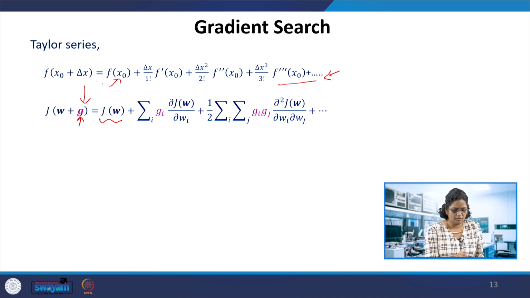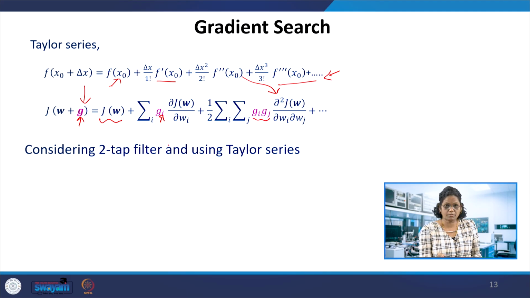So in the expansion of f, which is J of W, the del x over here is G. The f dash corresponds to dou J by dou W i, and the double dash corresponds to this, and the triple dash and so on. So here you have the del x square as G i and G j. So G varies for every i value, so there should be a summation here, which is not shown. So we'll have the different weights, and that is what the summation will be. So it is expanded through the Taylor series.